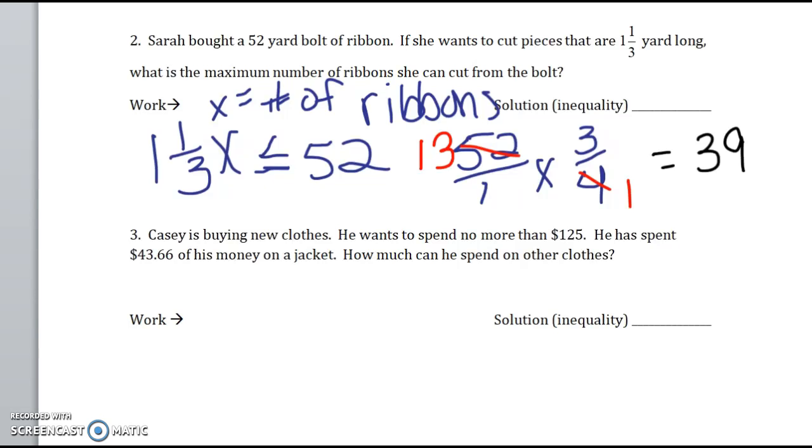So I'm going to write my answer as an inequality. So the number of ribbons that she can cut, which is X, is less than or equal to 39. So she can cut 39 ribbons, she can cut 38, 37, 36, but she can't cut any more than 39. All right, let's look down at number 4.